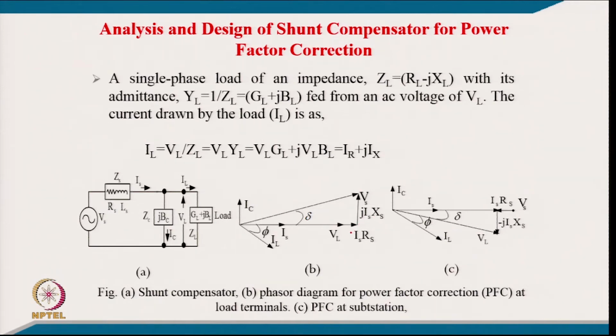This is the phasor diagram corresponding to power factor correction at the load end, and this is the case corresponding to power factor correction at the substation. At the substation, the supply current is in phase with Vs. That is also possible: we have the load current, we provide a compensator current to compensate it, and then we have the resistance drop and the reactance drop which together give the load voltage. In this condition you will find you need a little more reactive power.